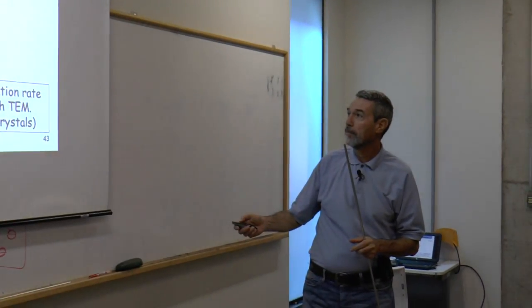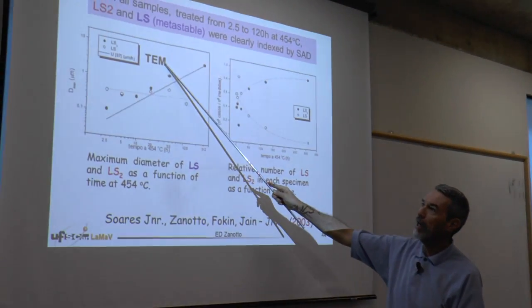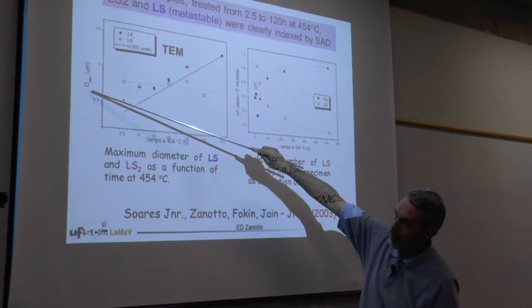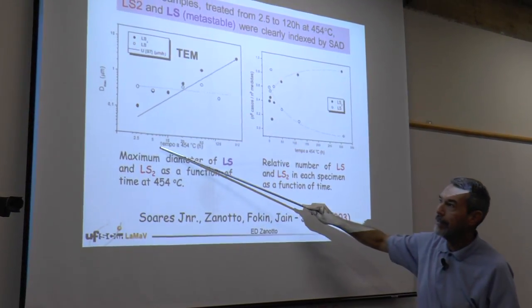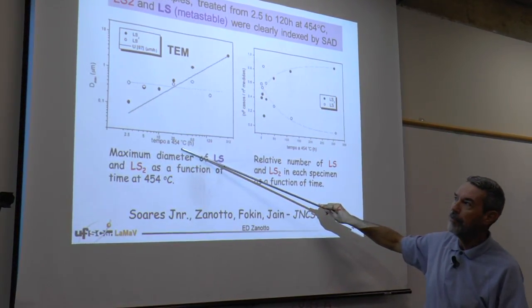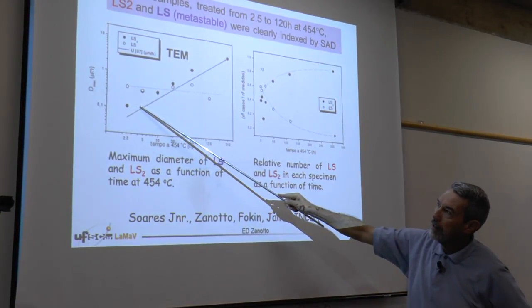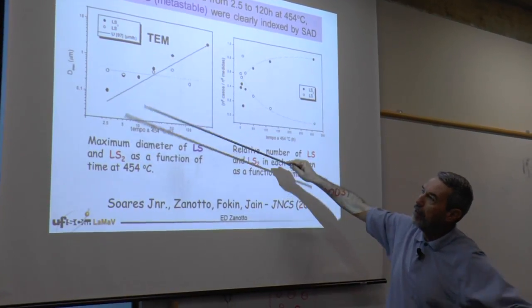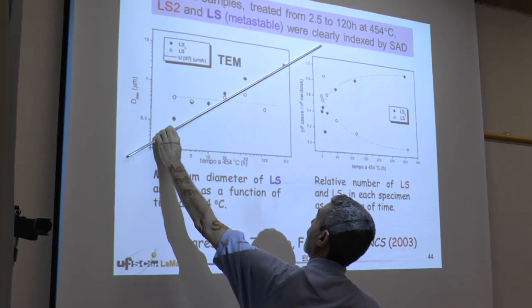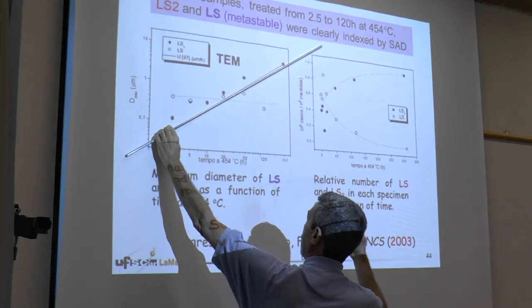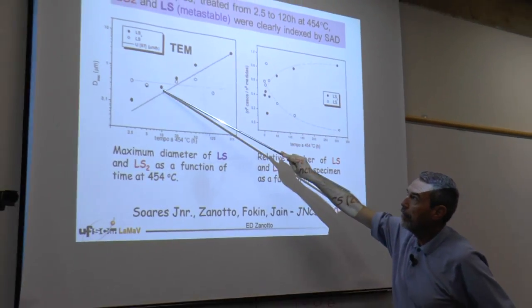Now, most important result, TEM, transmission electron microscopy, the diameter of the crystals in microns, time at TG. Black dots, lithium disilicate. This is the crystal growth. This is the crystal growth curve at this particular temperature. So the crystal growth rate is the slope for the lithium disilicate.